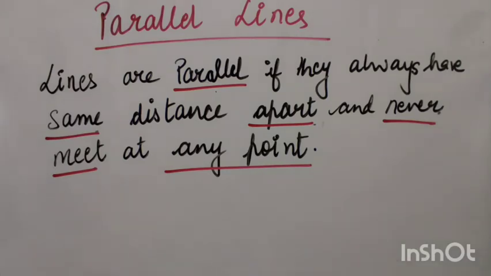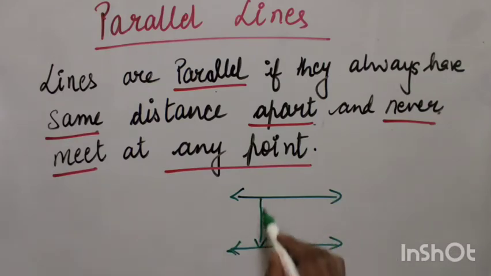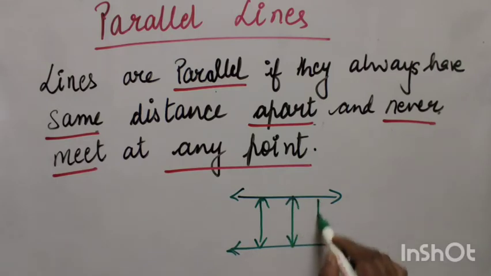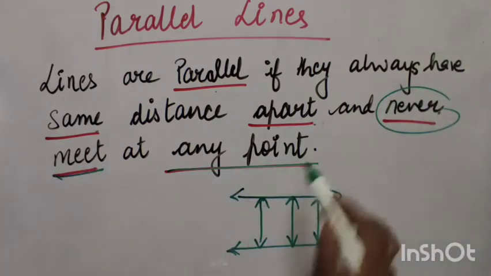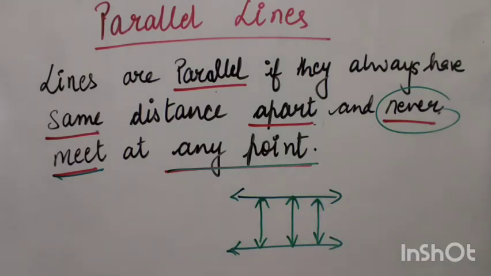Right? It means that we can call any two lines parallel when they have the same distance between them. If at any point we measure the distance, it will be the same at all the points. Then we can say the lines are parallel to each other. Or in other words, the lines are never going to meet at any point. Right, children? So we can call those lines parallel.